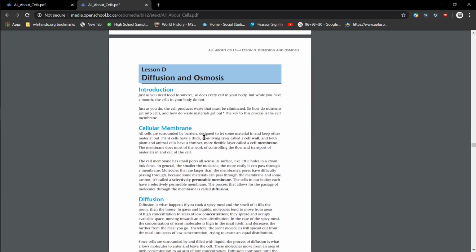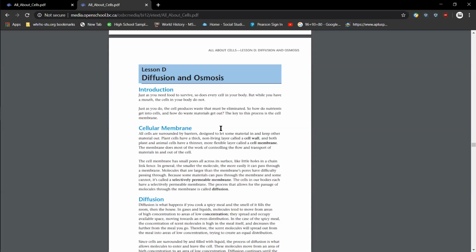So the cell membrane has these small pores across its surface. So it's like these little holes in a fence. And so the smaller the molecule, the more easily it will be able to pass through these holes. So the easier it can move in. But materials that are very, very large, they cannot move in. And so because we have some molecules moving in and some not being able to move in, we call it selectively permeable. So the cells in our bodies are all selectively permeable. And the movement of molecules across the membrane is called diffusion.